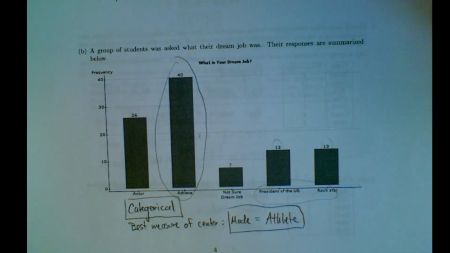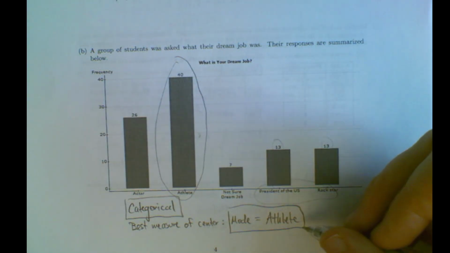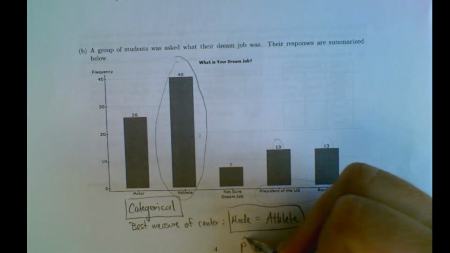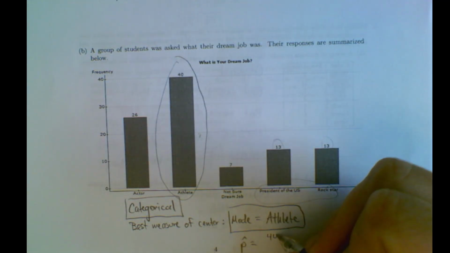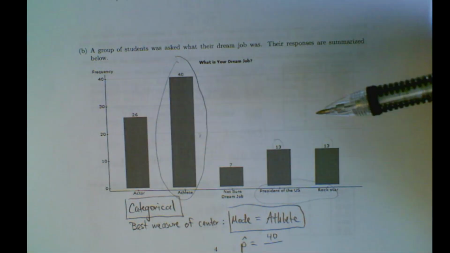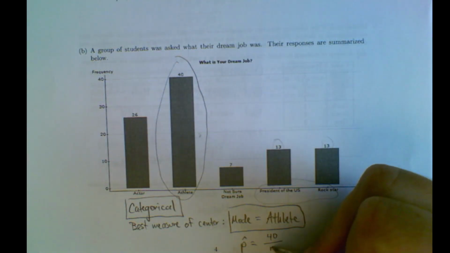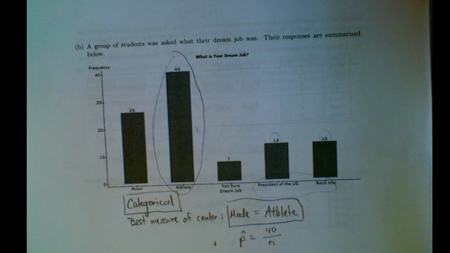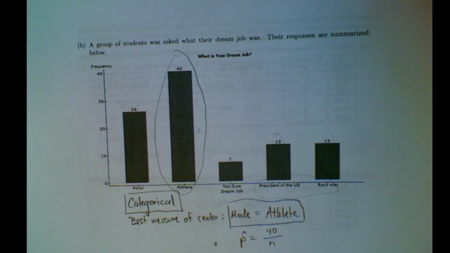By the way, if we wanted to know what the modal proportion was, in other words, what proportion of students said that athlete was their dream job, well, then we would take our 40 athletes and divide that by the total number of people in the study, which I'm not going to take the time to do, but it would be whatever our sample size was here, right? But we can practice that on a future question. That's how that one would work.